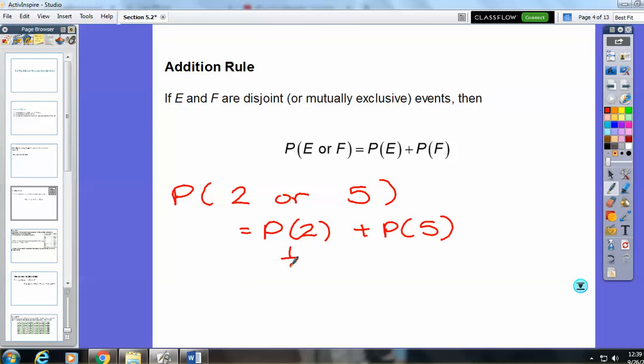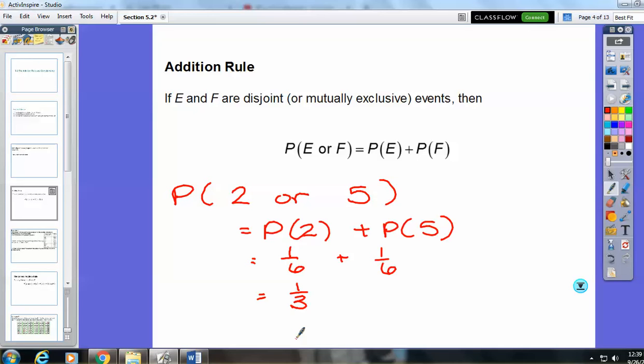Probability of a 2, there are 6 sides on a die, so that's 1 out of 6 plus 1 out of 6. So you get 2/6 or 1/3. So if they are mutually exclusive and there is no overlap, I'm not going to roll my die and get both of them, then you can just add your individual probabilities together.